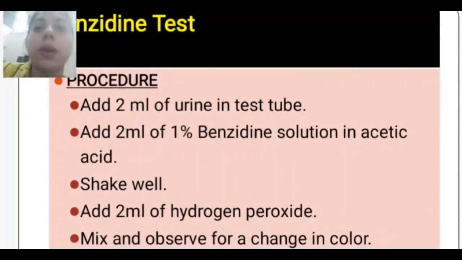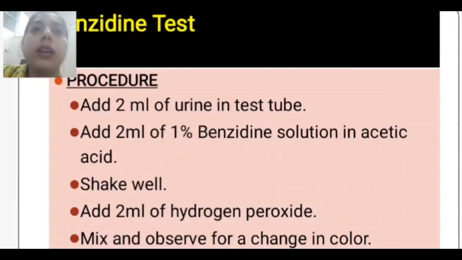Now if we talk about the procedure of the benzidine test, firstly we have to take 2 ml of urine in a centrifuge tube. Then in that particular tube we have to add 2 ml of 1% benzidine solution in acetic acid. After that, shake it very well and add 2 ml of hydrogen peroxide, which was our second reagent. After addition of hydrogen peroxide, we have to mix and observe the tube for change in color.